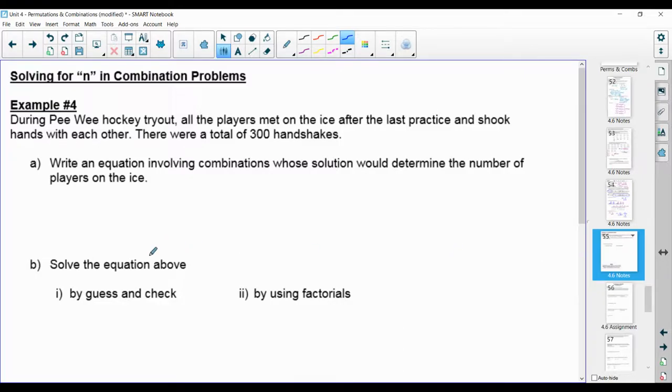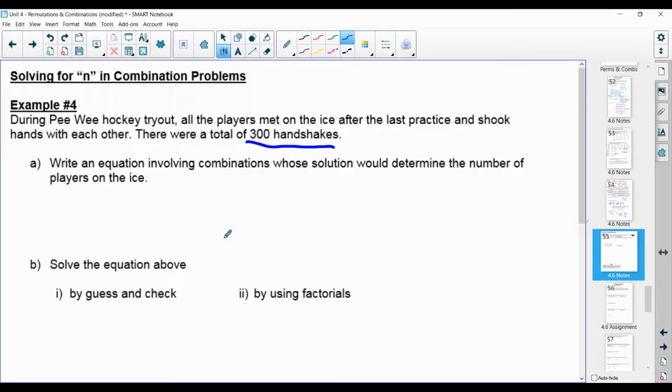So the example we're given here says, during Pee Wee hockey tryout, all the players met on the ice after the last practice and shook hands with each other. There were a total of 300 handshakes. This is a very classic problem when it comes to combinations and solving for unknowns. So we have a hockey practice ending, some handshakes happening, and there were a total of 300 handshakes. The question is, how many players were on the ice?